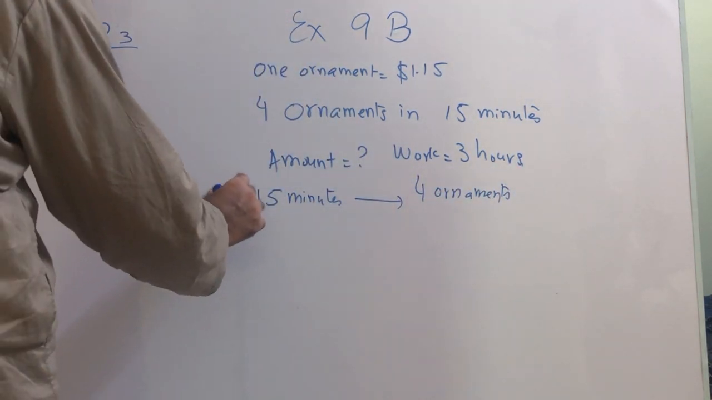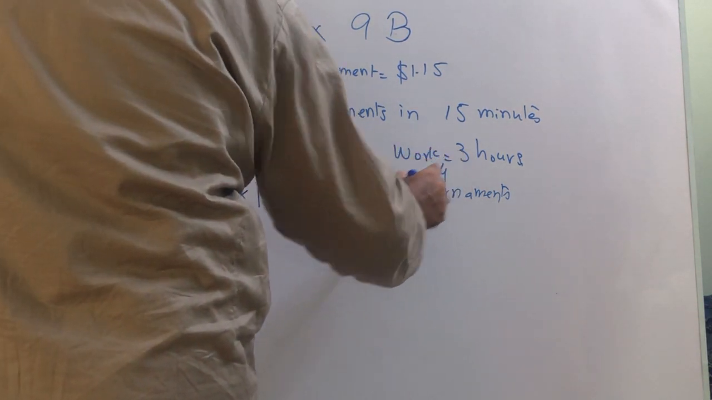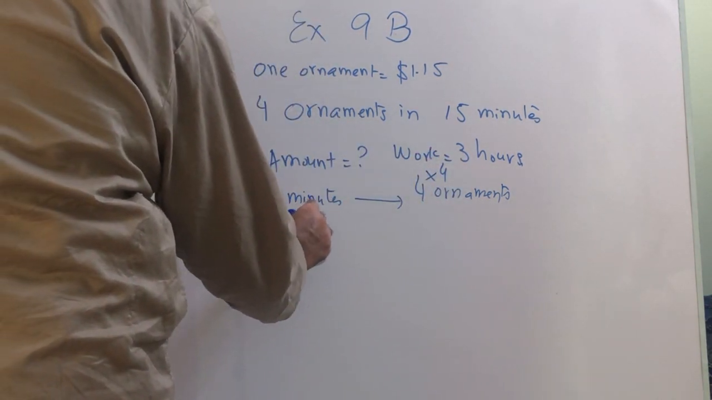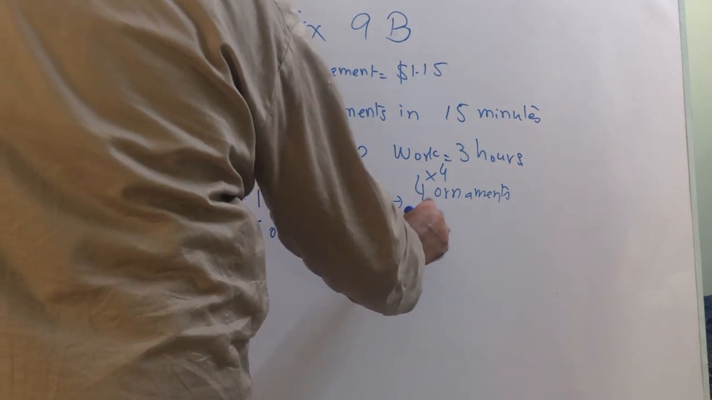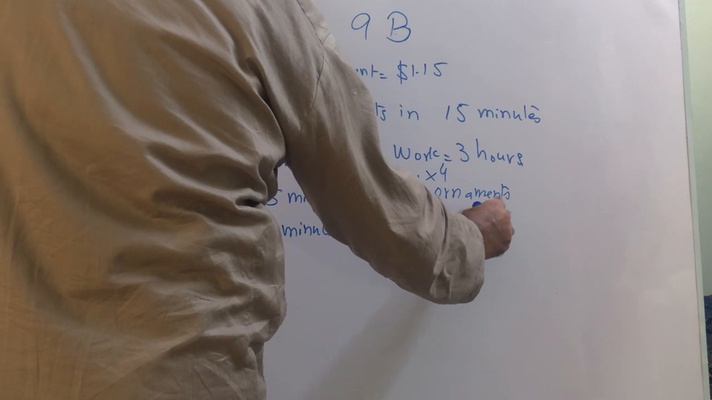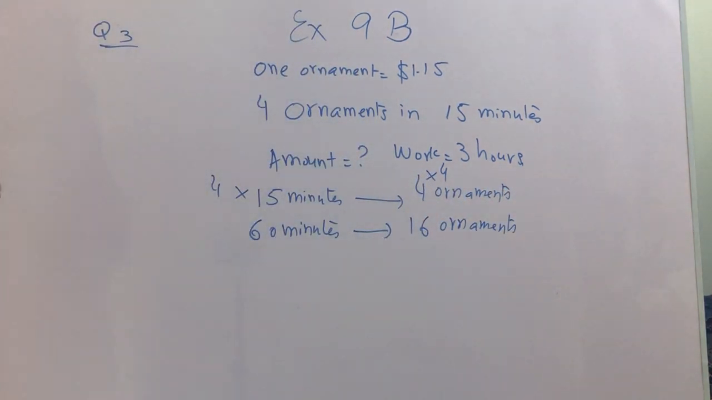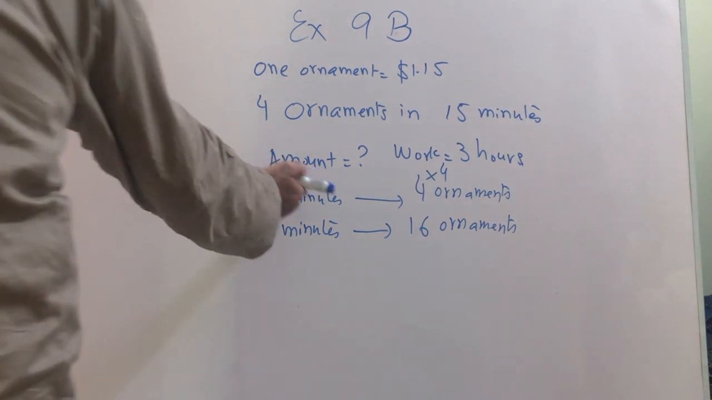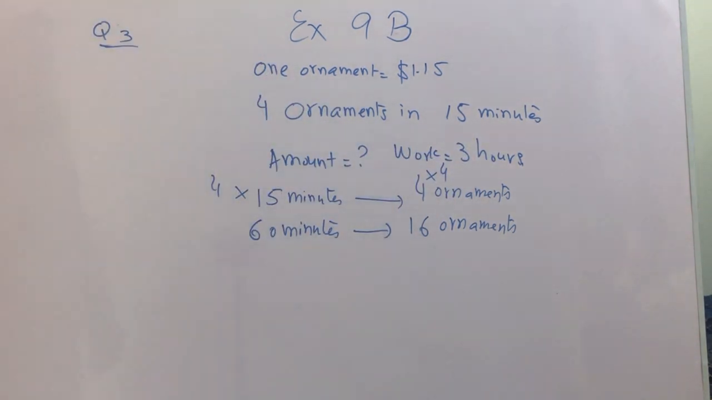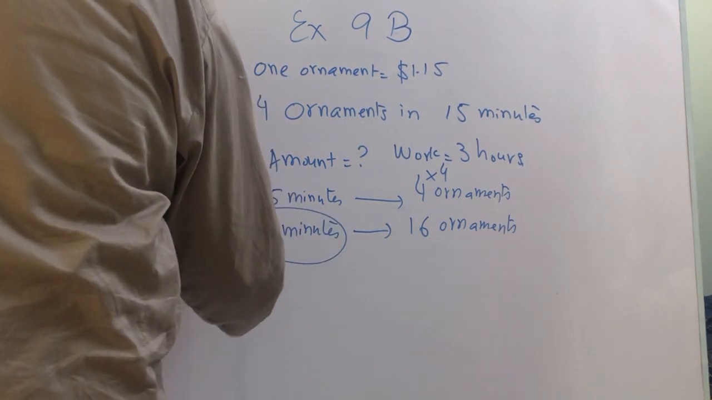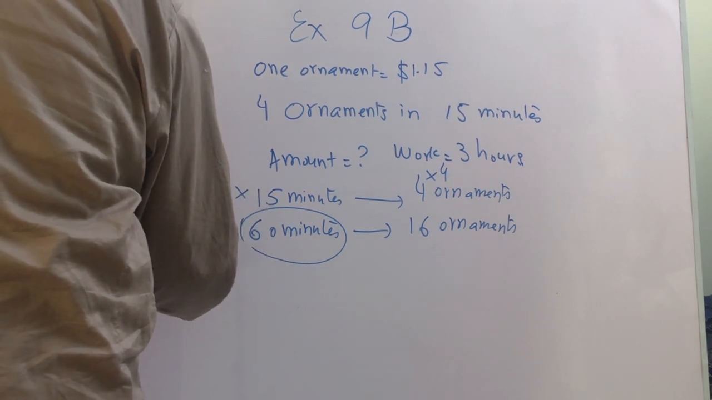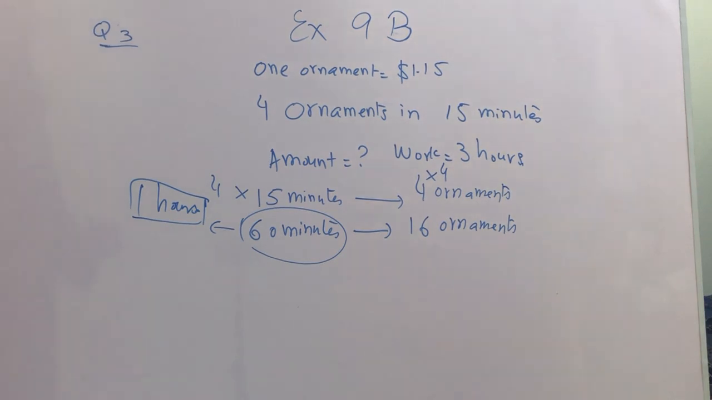ornaments. If we multiply this with 4 and we multiply by 4, we get 60 minutes. How many ornaments? 16 ornaments. Very simple. In 15 minutes, if he is making 4 ornaments, we just multiply both sides with 4. So in 60 minutes, if time is more, ornaments are more. In 60 minutes, he is making 16 ornaments. Okay. So 60 minutes means 1 hour. In 1 hour, he can make 16 ornaments.